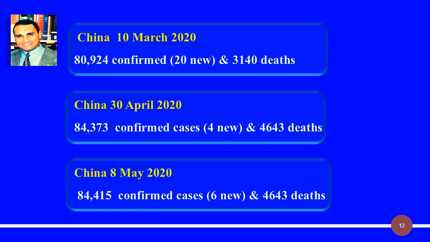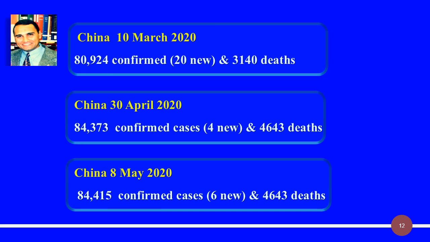Examples for case counting during the last pandemic of SARS-CoV-2 in China: on 10 March 2020, the total number was 80,924 confirmed cases, 20 new cases in the same day, with a total of 3,140 deaths, while on the 30th of April 2020, the number was 84,373 confirmed cases.